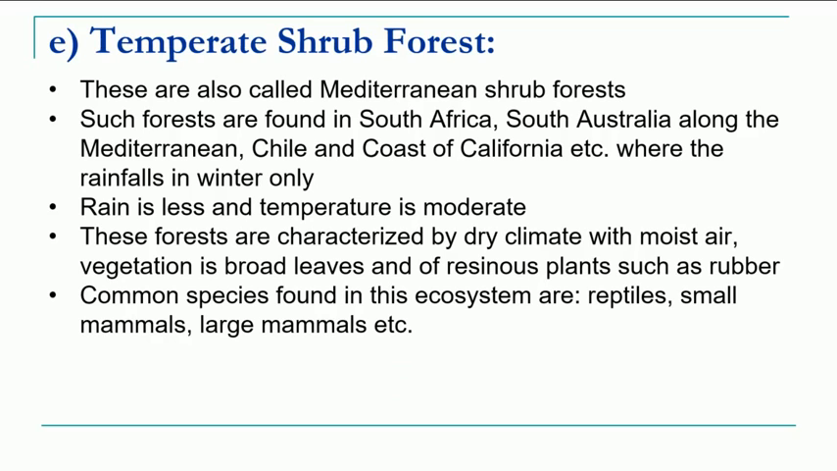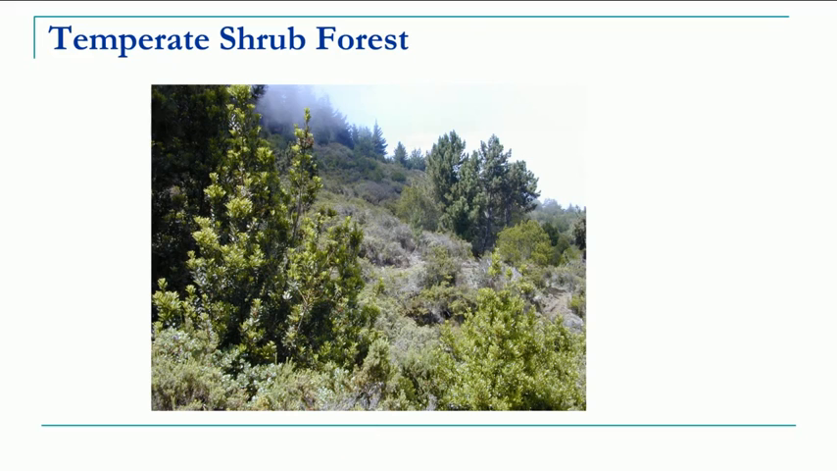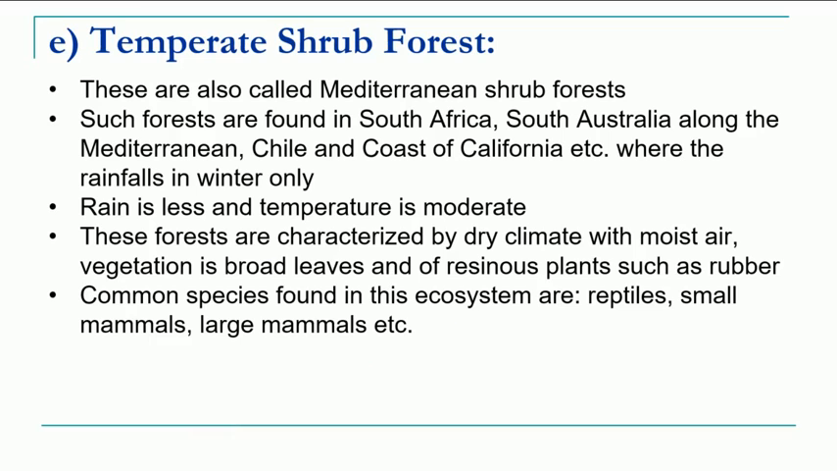Now the last type is temperate shrub forest. These are also called Mediterranean shrub forest. As the name suggests, shrub forest means very small trees. So these are very short trees or bushes kind of ecosystem. You have grasses and the bushes, but tall trees are absent.